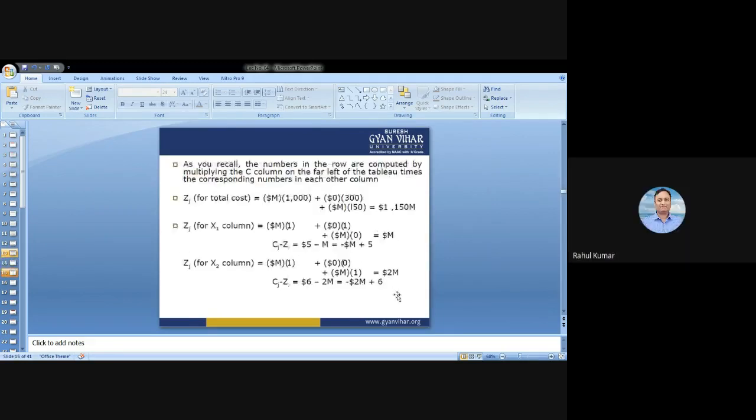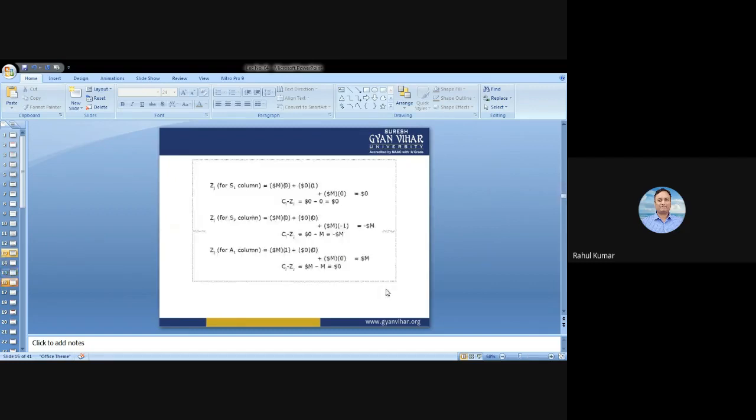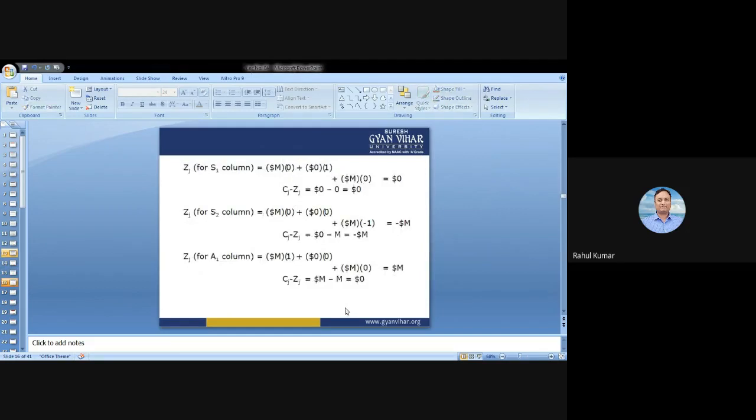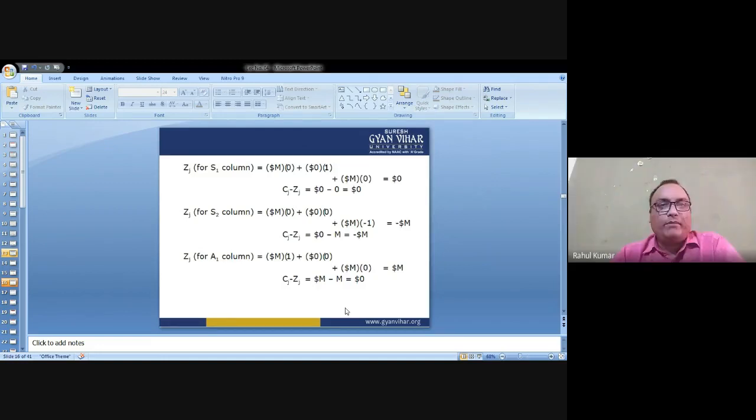So all our values are positive in nature, right? Then go to the ZJ for the S1 column. This is equal to M into 0, 0 into 1, M into 0, which equals 0. Then CJ minus ZJ equals 0.